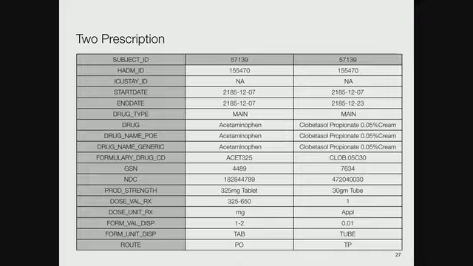So if you look in the BI's database, they have their own private formulary code where this thing is ACET325 and this thing is CLOB.05C30, right? And if you look, there's also something called a GSN, which is some commercial coding system for drugs, maybe having to do with who their drug supplier is at the hospital. And these have different codes.